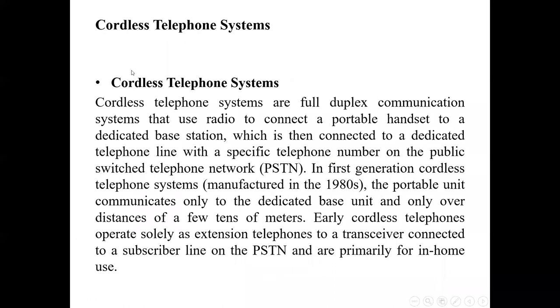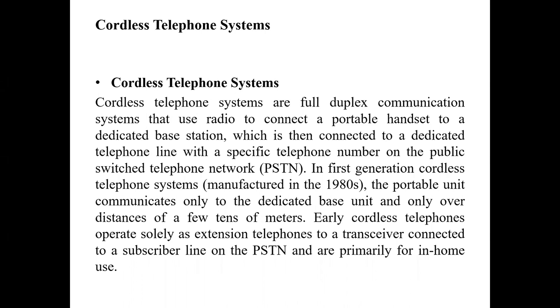Another example for the communication services is the cordless telephone system. A cordless telephone system is a full duplex communication system that uses radio to connect portable handsets. Please look, when we talk about cordless telephone, we said portable handsets. I mean, it is used for subscribers at walking speed, connected to a dedicated base station, which is then connected to a dedicated telephone line with a specific telephone number on the public switched telephone network, PSTN.